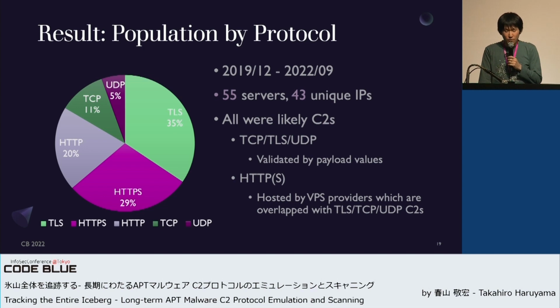And in the HTTP protocol, the scanner just decodes and validates the cookie value, but the discovered IPs were hosted by VPS providers, which overlapped with other protocol servers. So that's why I concluded all were likely C2 servers. I guess the server mode infection samples use high ports for binding.